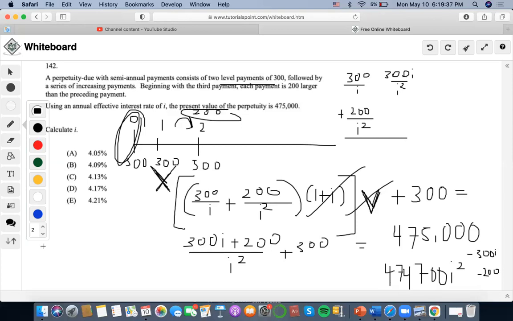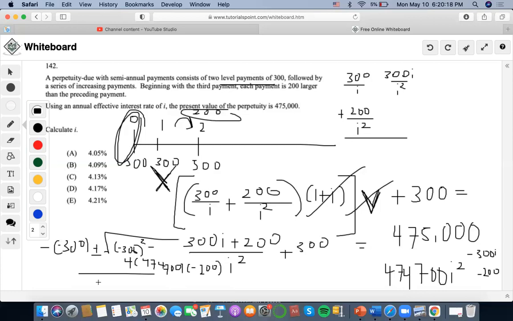Then I could do negative b plus or minus the square root of b squared minus 4ac, over 2a.